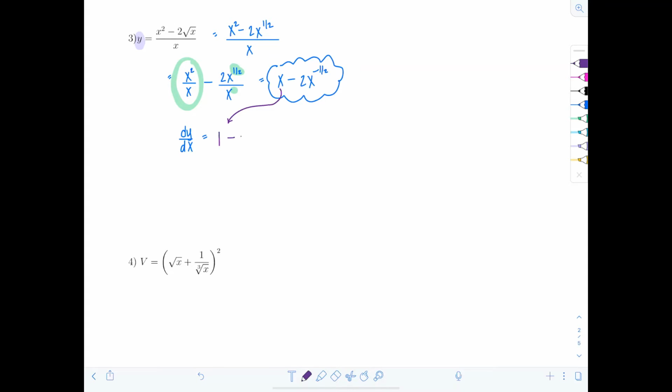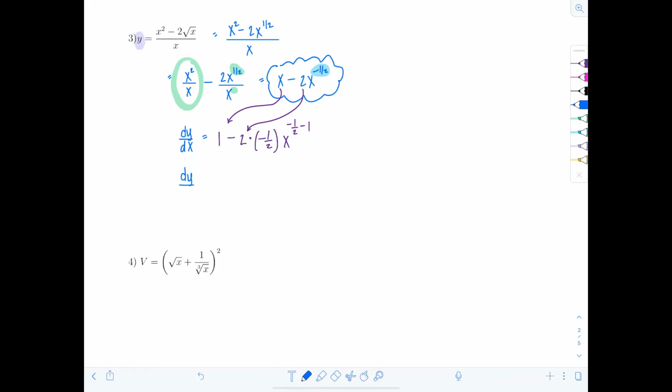And then I have minus 2, that's just hanging out, times, now be careful here. So negative 1/2, I'm going to bring that down in the front and multiply by it. And then I have x, remember the power rule, it doesn't change if you have a rational number for your exponent, to the negative 1/2 minus 1, right? You're going to subtract 1 from the exponent.